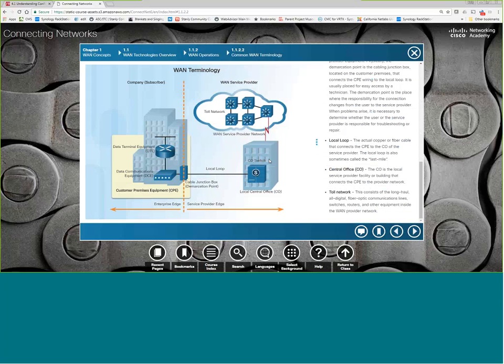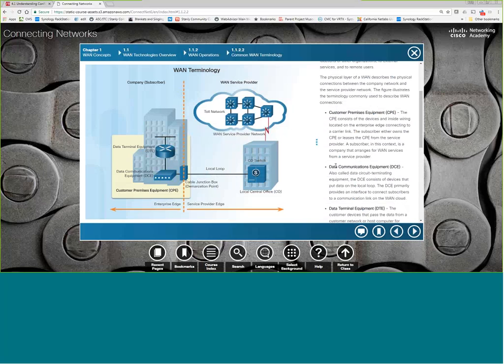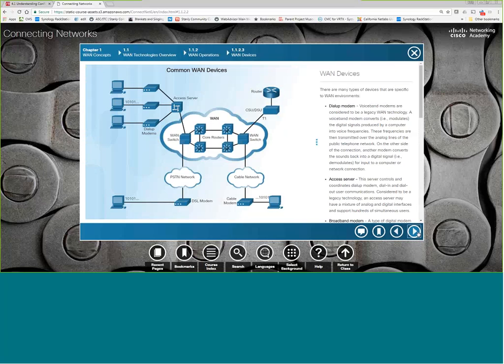Are there any questions about these different pieces of terminology or different devices? Not at this time. Okay. No, I'm good. All right.